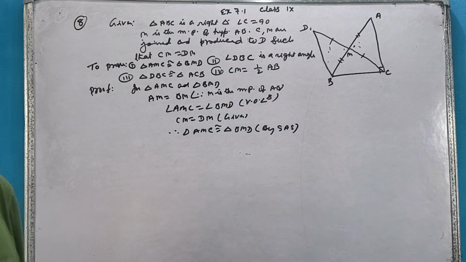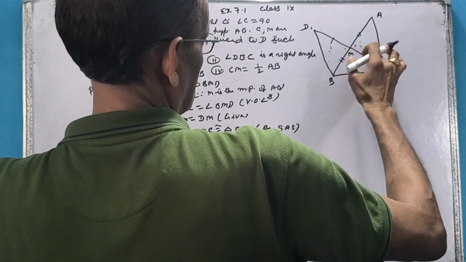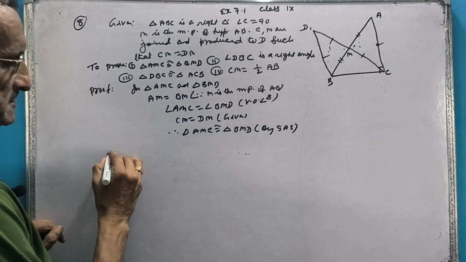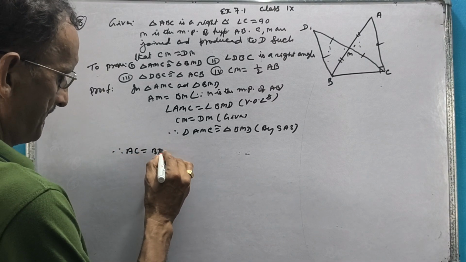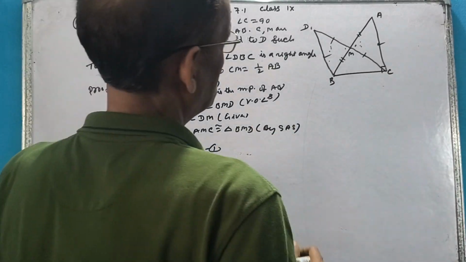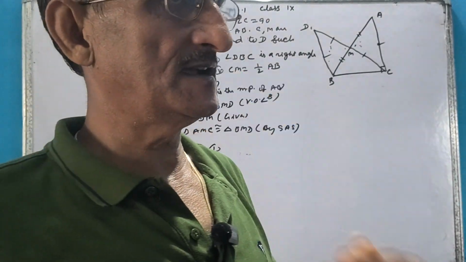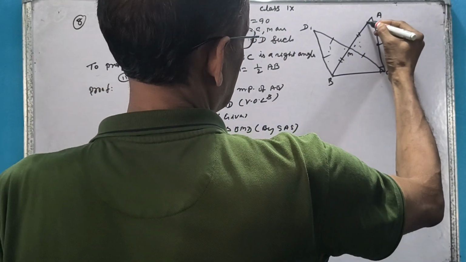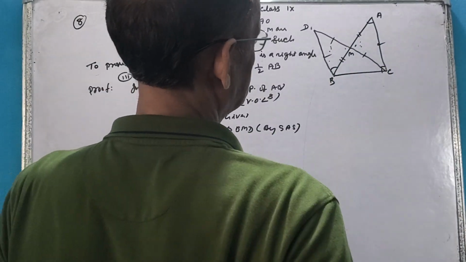Okay. Now, if we have proved this triangle and this triangle are congruent, their corresponding parts will be equal. We will need to use it. I can write here, therefore AC equal to BD, CPCT, corresponding parts. Let it be equation 1. Not only the corresponding sides, corresponding parts. When you are saying corresponding parts, that means sides as well as angles. The corresponding angles are also equal. So this angle of this triangle is the corresponding angle of this angle of this triangle.